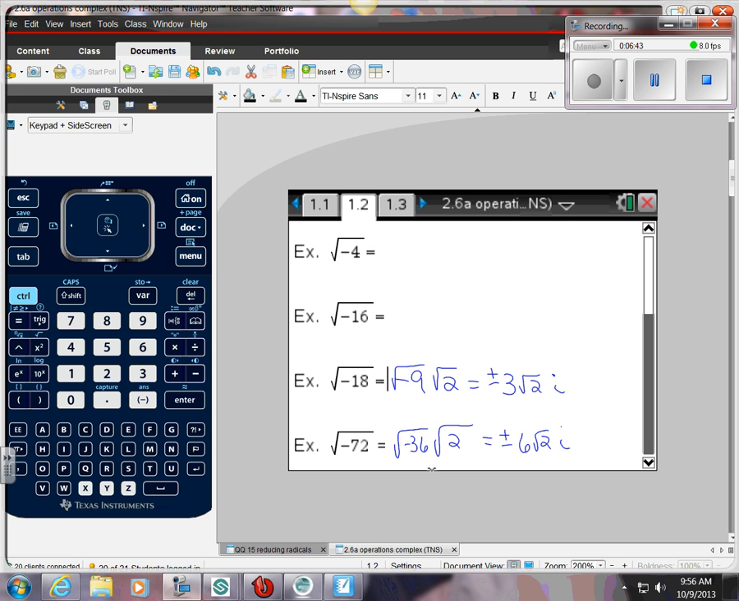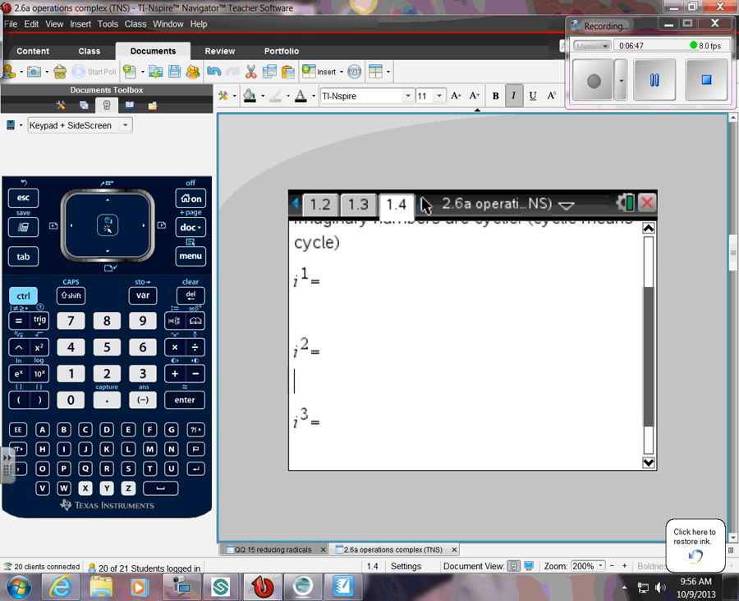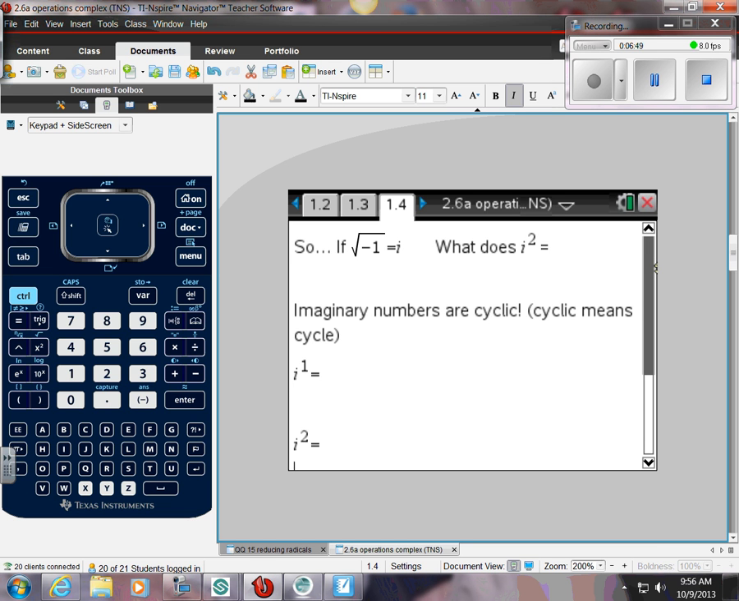All right, let's move another page forward. The nice thing about imaginary numbers is they are cyclic in nature. What does cyclic mean? They have a cycle. Up and down, like an oscillation. Give me something that's cyclic in nature. The weather, the seasons, the tide, the moon. Those are all cyclic. So this is a very important piece, and you have to have this memorized.